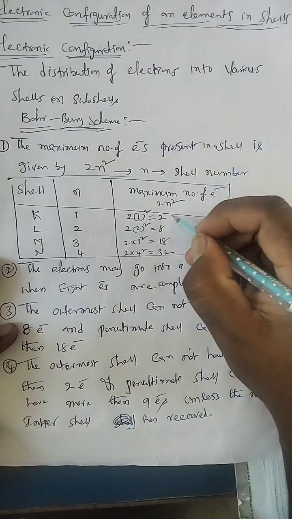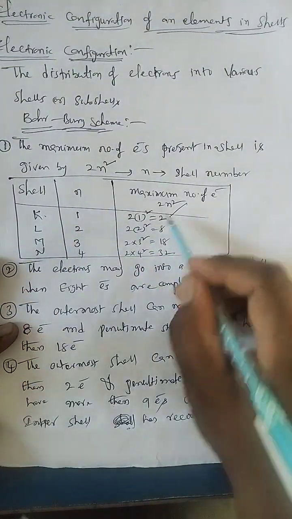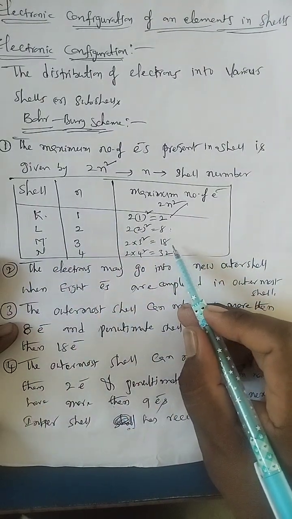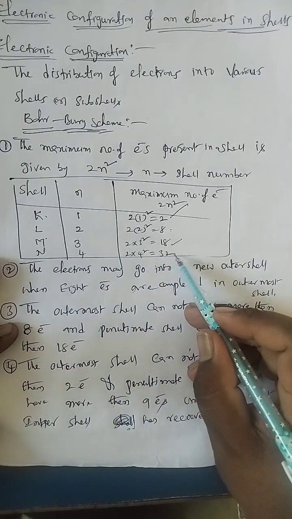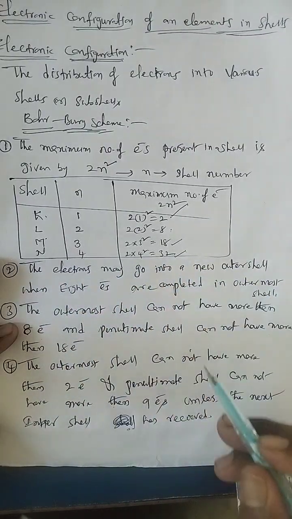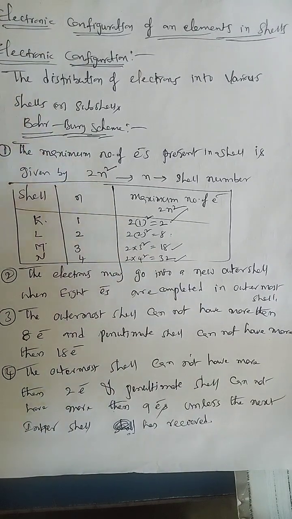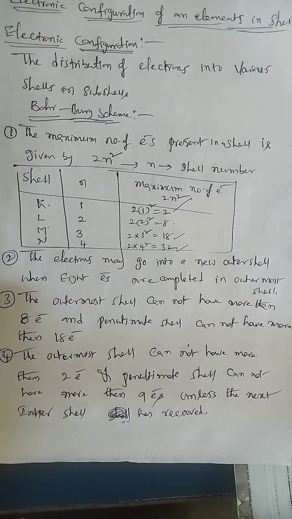It means this is the maximum number of electrons. The maximum number of electrons in the K shell is 2, in the L shell is 8, in the M shell is 18, and in the N shell is 32. Okay, this is the information about the distribution of electrons into various shells using the Bohr scheme.